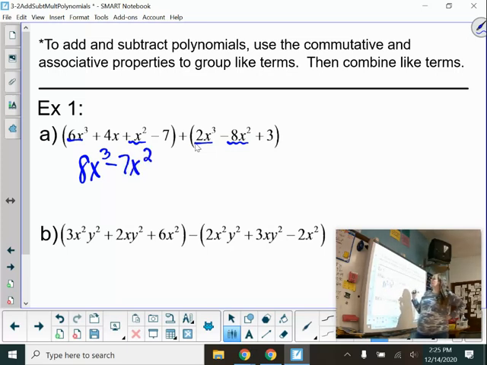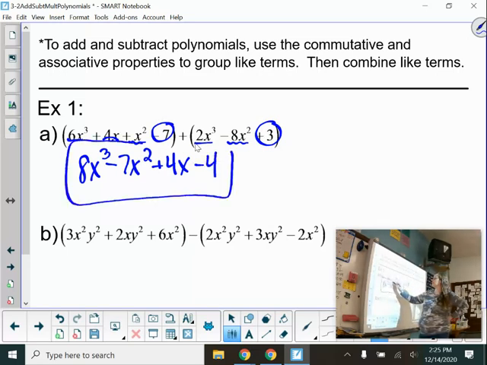I actually only have one term that has an x in it, so I would just carry the 4x down to the answer since there's nothing to combine with it. And then we have our constant terms. Negative 7 plus 3 is negative 4, and that's all there is to it. That's all there is to combining like terms when you have addition.